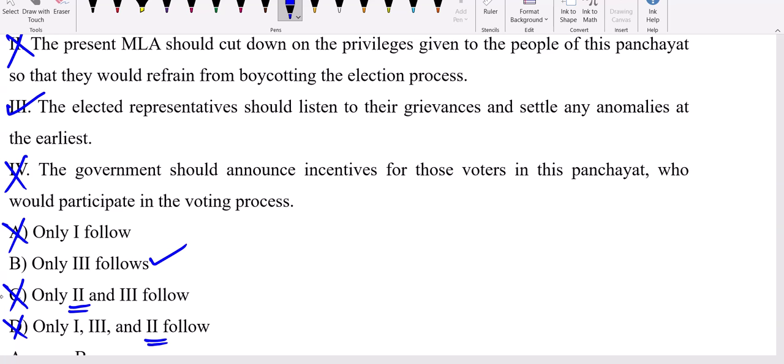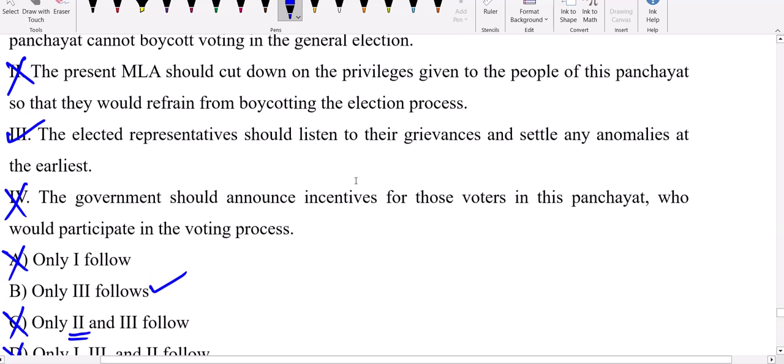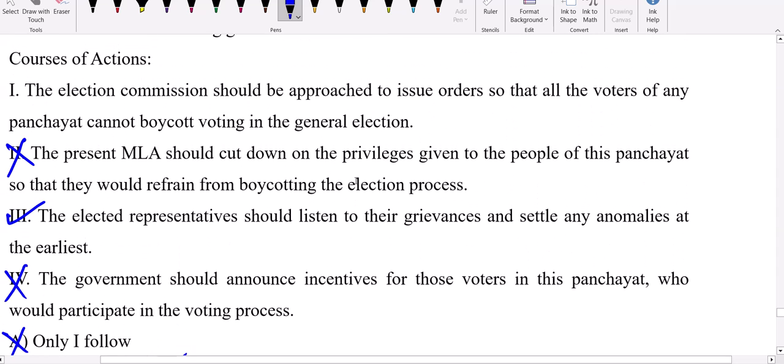The third one is okay, the second one is wrong, and we already decided the fourth one is wrong. The first one is also not correct: approaching to issue orders to all the voters of any panchayat so they cannot boycott. By just giving an order, we cannot say it is resolved. We are also making it mandatory that all students must attend the training, but we are listening to you, asking what experiences you are telling, and if it is valid, we are allowing it. So we should not simply give the order. We should ask what the issue is.